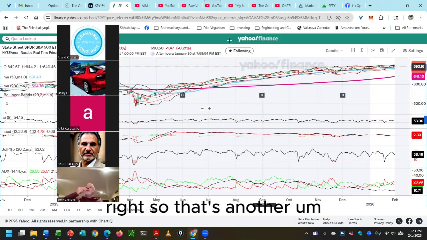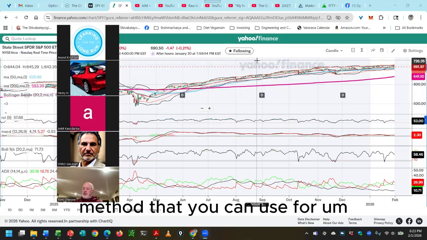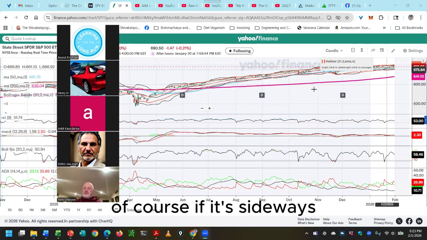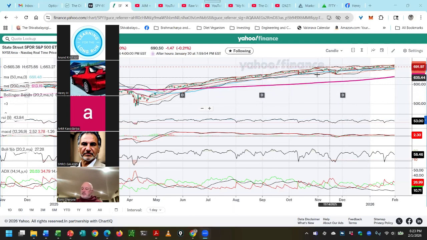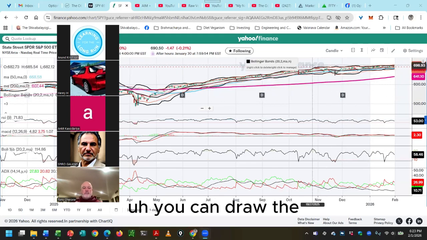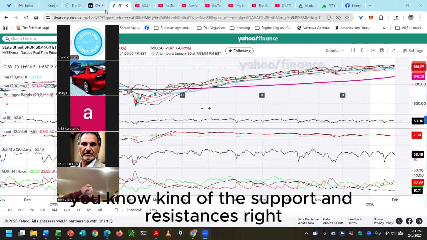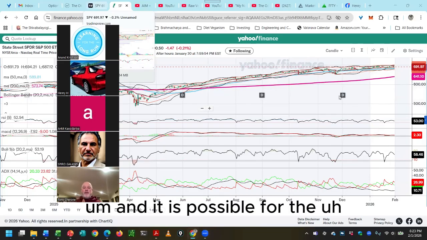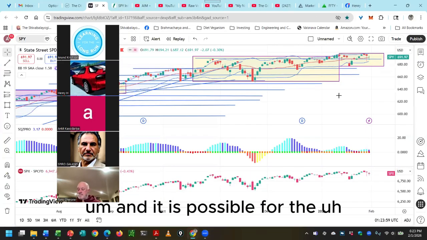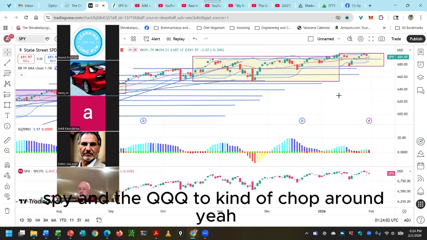So that's another method that you can use for trading. Of course, if it's sideways, I've told you guys before, you can draw the support and resistances, right? And it is possible for the SPY and the QQQ to chop around.